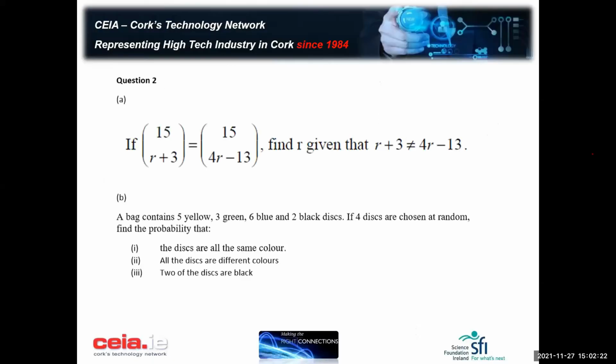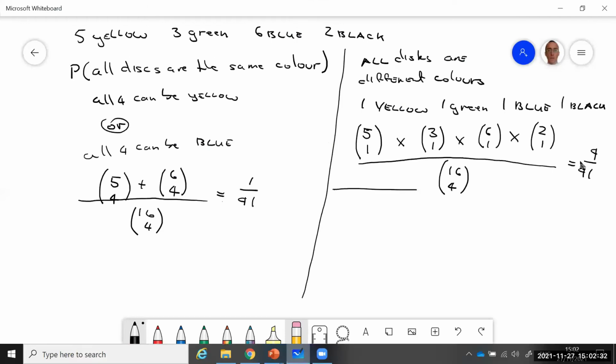So the last question is, again, it's the same setup. 2 of the disks are black, okay? So what's the probability that 2 of the disks are black? Sorry, the eraser's not working. So the probability that 2 of the disks are black.